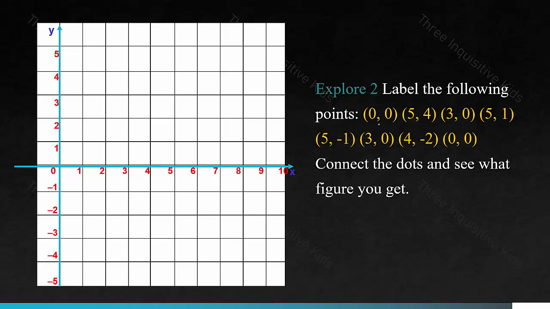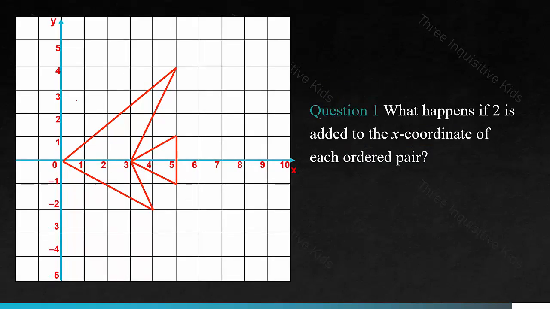Label the following points on this graph and then connect the dots to see what figure you get. First is (0, 0). I have no idea why the points are shaped like this, but just go with it for now. (5, 4), (3, 0), (5, 1), (5, -1), (3, 0), (4, -2), and (0, 0). Then we're going to connect the dots to get this figure.